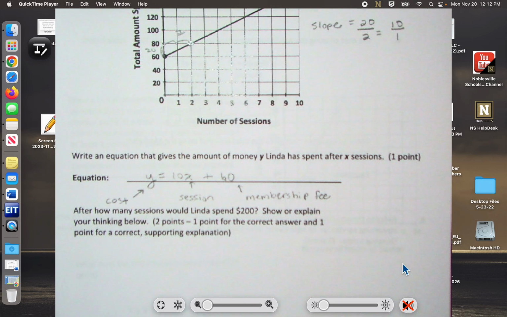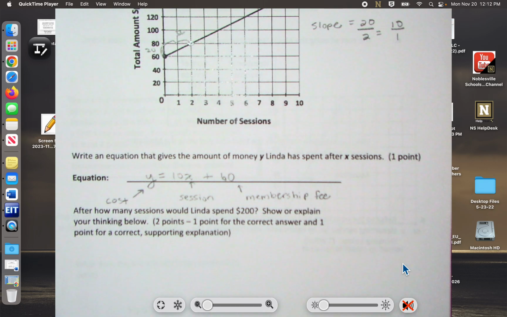I did the equation for y equals, okay, good. 10x plus 60. I did not plug in the 200 because when I had the 10 and the 60, I just knew what to do. That's okay as long as you show your work.